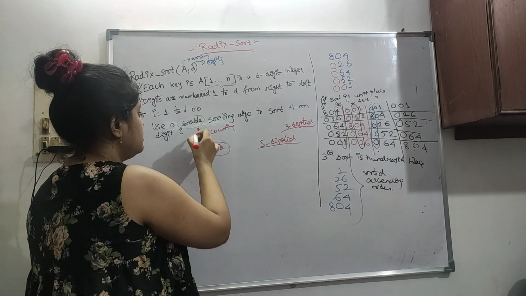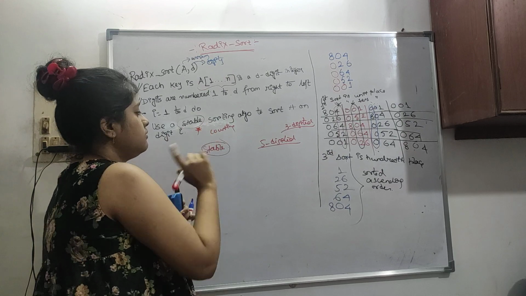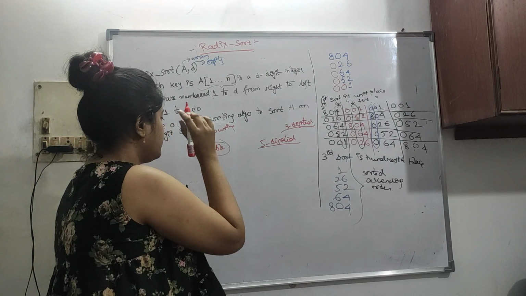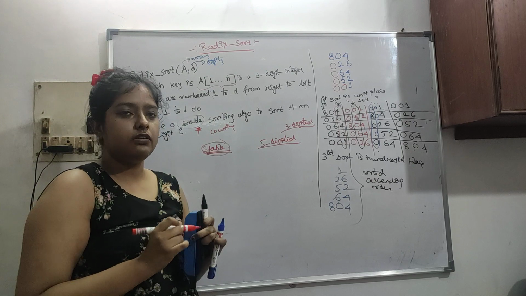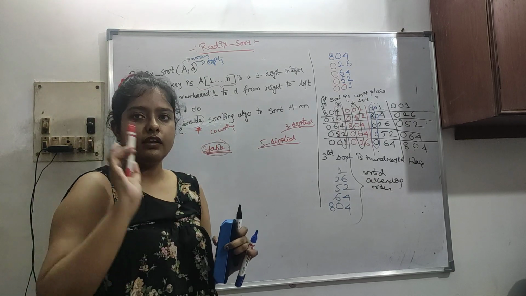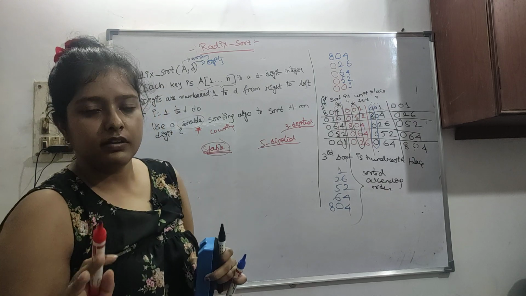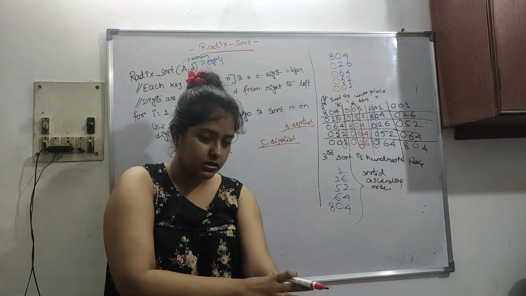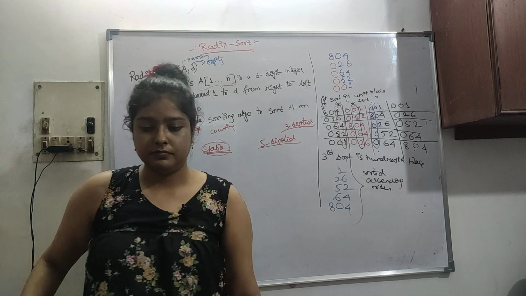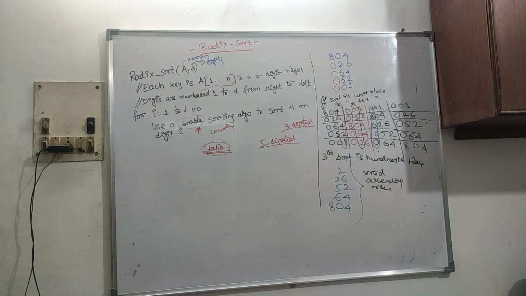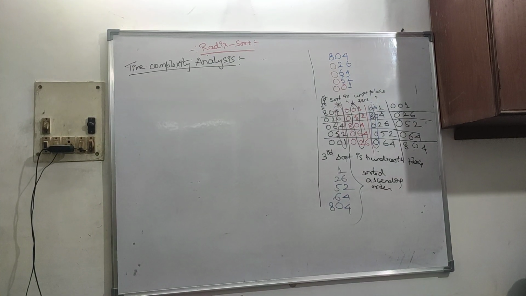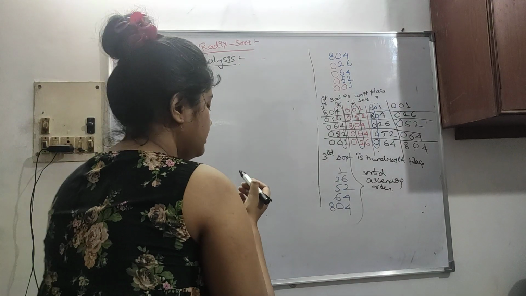Now let's move on to the time complexity of this, and then we will move on to the next algorithm. Just after doing this, I got to know that I forgot to tell you about the stable sorting algorithm. Just put an asterisk here. I will do another video on stable sorting algorithm where we will understand it better. Now let's see the time complexity analysis.